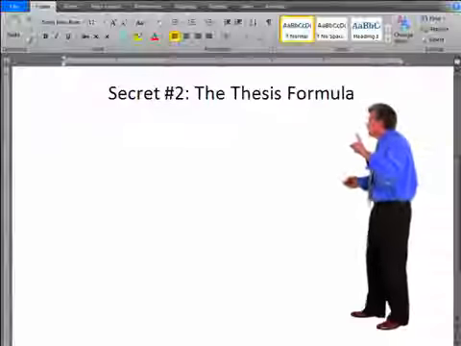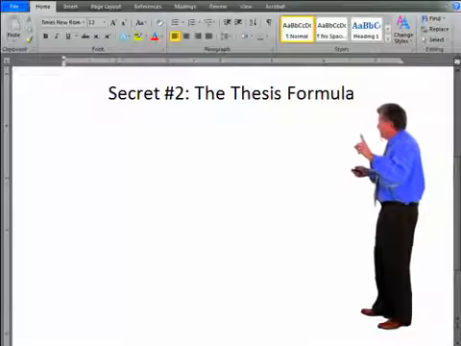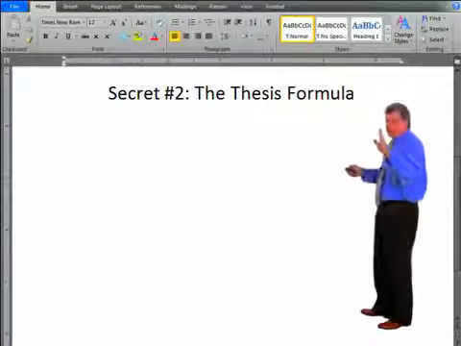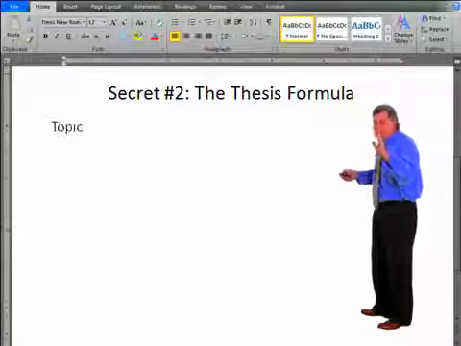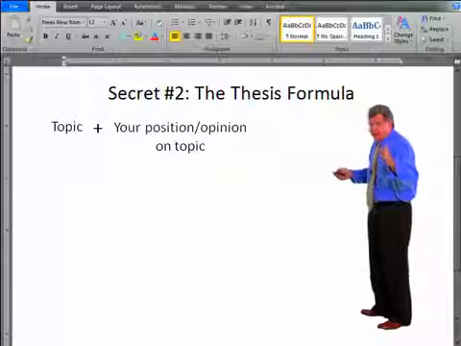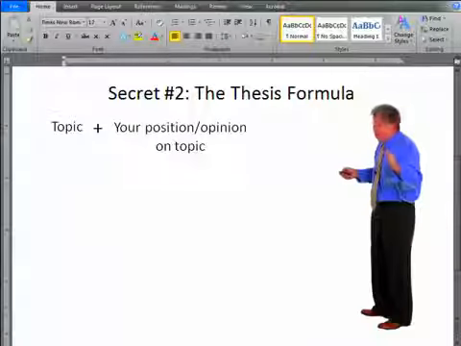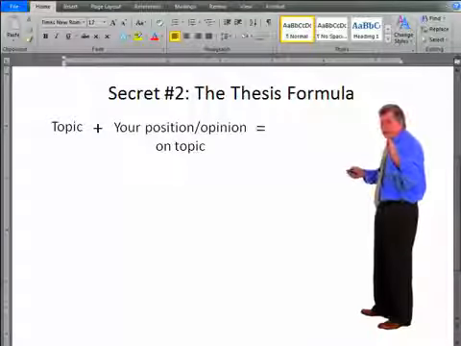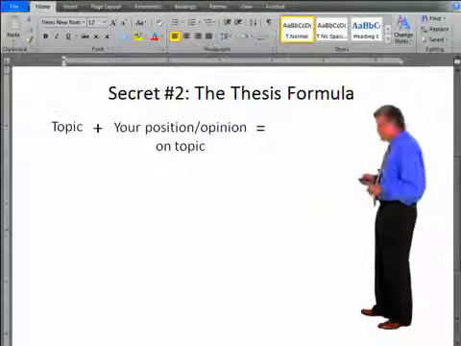First, you take a topic that we've already looked at, that we've already seen, and then you add to it your position or your opinion. Remember, you've got to have one in college, and you have to be able to defend it. And then you put those two together, and you will get your thesis.